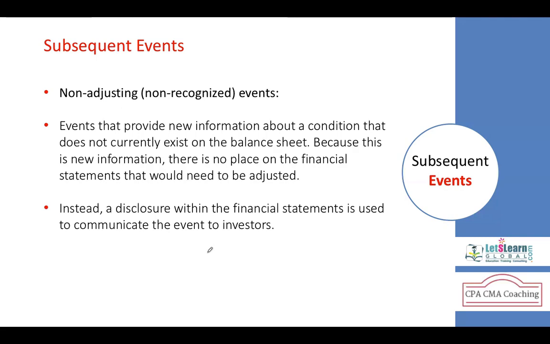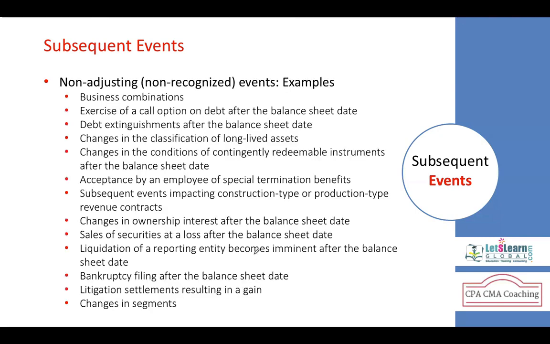Non-adjusting events: you come to know certain information, but we don't need any accounting entries here. We only need a disclosure. We don't need any debit and credit. They're called non-recognized events. Like in the next period after closing the balance sheet, you may come across certain business combinations, maybe call options being exercised, debt extinguishments, foreclosure of the loans, reclassification of long-lived assets like current to long-term, long-term to current, held-to-maturity to available-for-sale securities, available-for-sale securities to held-to-maturity securities. So these are a few examples of non-adjusting events which need a disclosure in the financial statements, but you don't need any debits and credits.